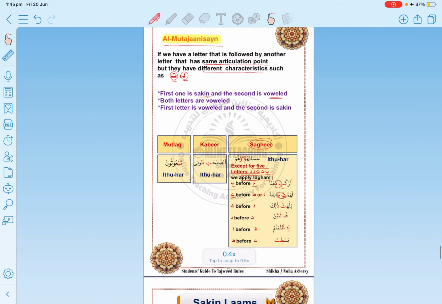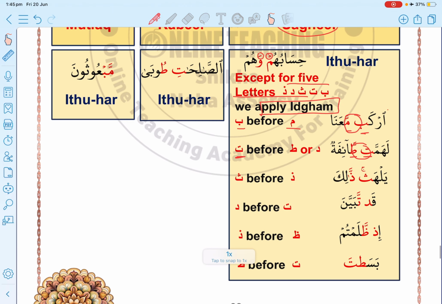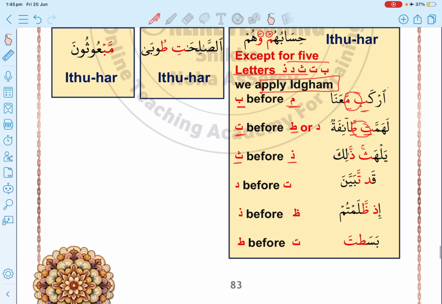We call this mutajanisan صغير. So when I find ta before ta, ba before mim, then tha before dal, يلهث ذلك, you see the merging here? This is an exception also. Dal before ta: I pronounce it قد تبين. There is merging here. Dal before dha: إذ ظلمتم. You see the merging here? And also ta before ta.